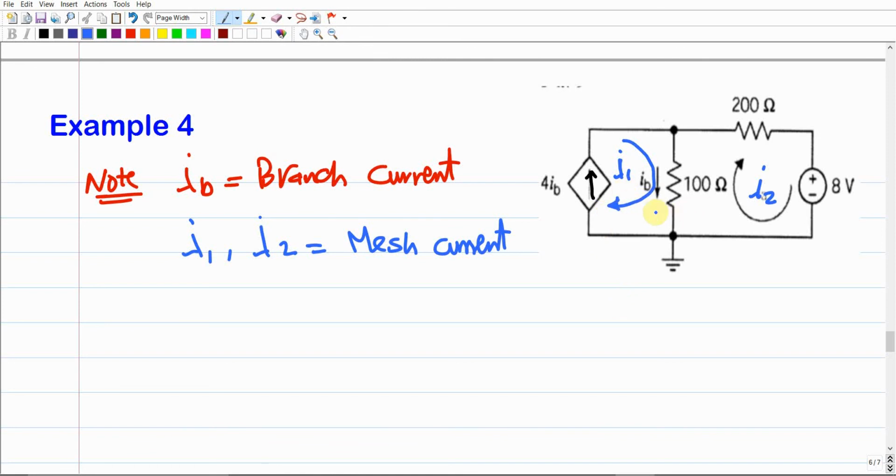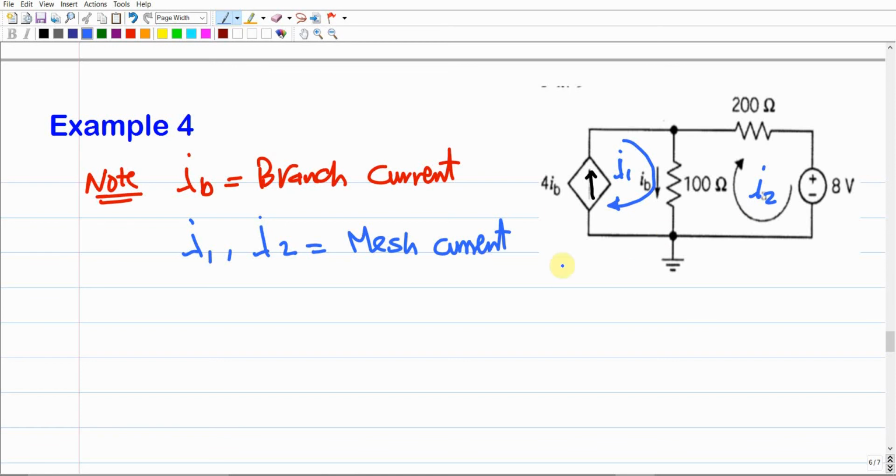It depends. It depends on what? It depends on the mesh current that you're already assuming or proposing for this electrical circuit. But the IB is the branch current, and this current source depends on the current over this branch, over this electrical element. So IB here is a branch current, it is not I1, it is not I2, right? So generally, let us proceed.